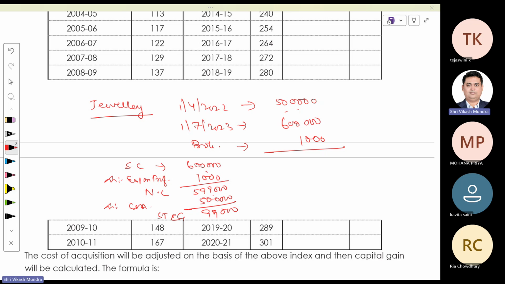Great. Tejaswini, have no doubt. What about Priya? What about Kavita? So, Tejaswini ji, please guide me to revise the chapter capital gain. Which assets are known as capital assets? Please guide me. Anyone? Which assets are treated as capital assets?